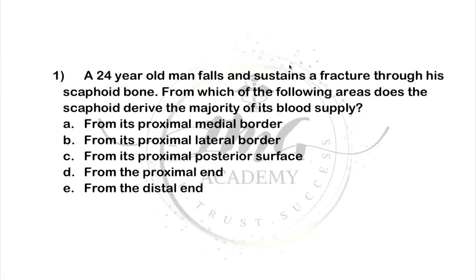Question one. A 24-year-old man falls and sustains a fracture through his scaphoid bone. From which of the following areas does the scaphoid derive the majority of its blood supply? A. From its proximal.